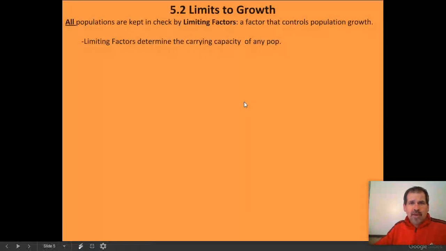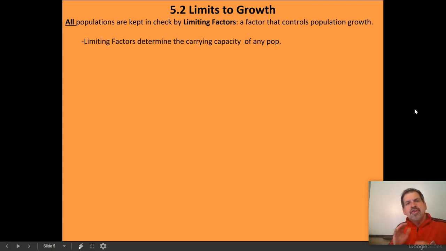Almost done. Not too bad. Limits to growth, section 5.2. All of those previous slides were 5.1. What are factors that put downward pressure, that's the phrase I'll sometimes use, or limit the growth of a population? All populations are kept in check by limiting factors. And a limiting factor is anything that controls population growth, anything that limits the size of a population. Limiting factors determine the carrying capacity of any population.